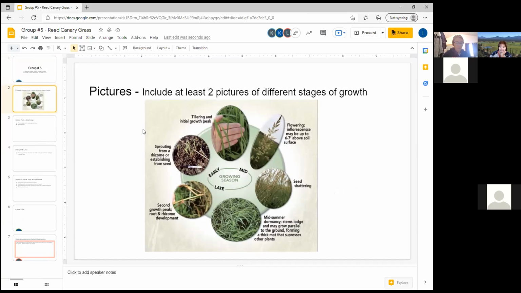This is a picture of its growth cycle. I don't know if Lucy, you want to go more in depth?